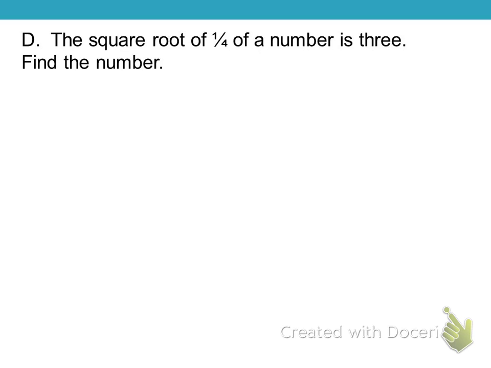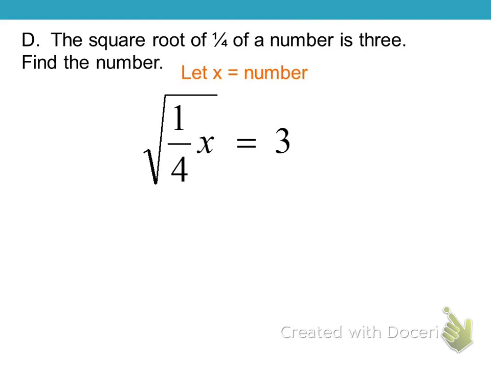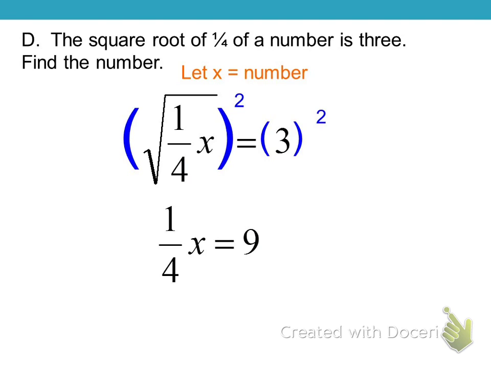The square root of 1/4 a number is 3. I'm going to call x the number, so let x equal the number. Square root of 1/4 x equals 3. Square both sides. 1/4 x equals 9. Multiply by 4. x equals 36. How you guys doing with this?